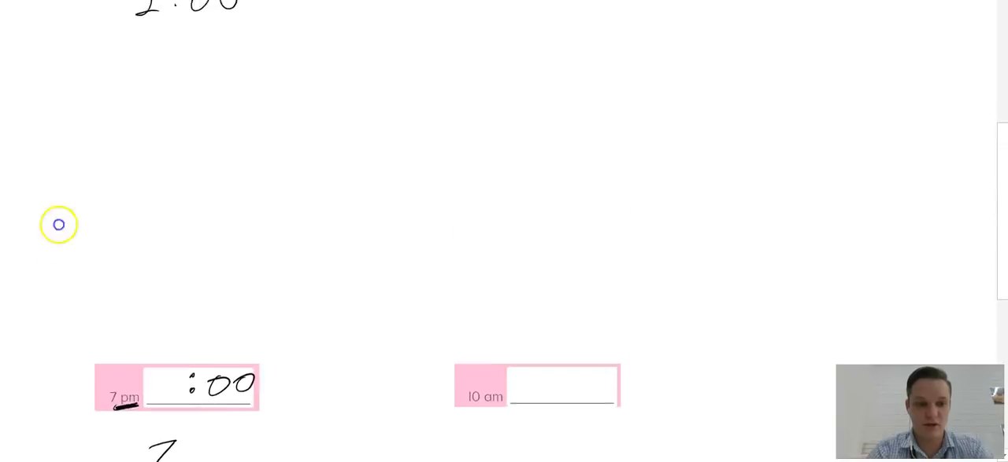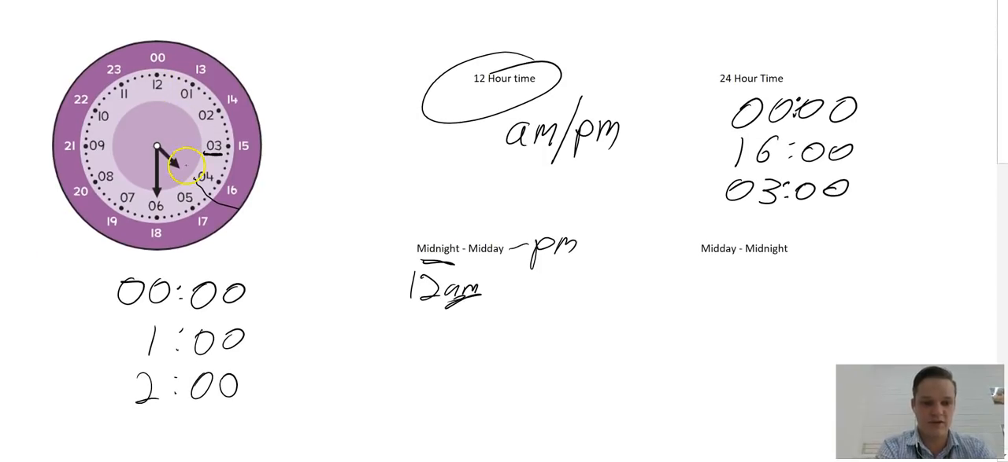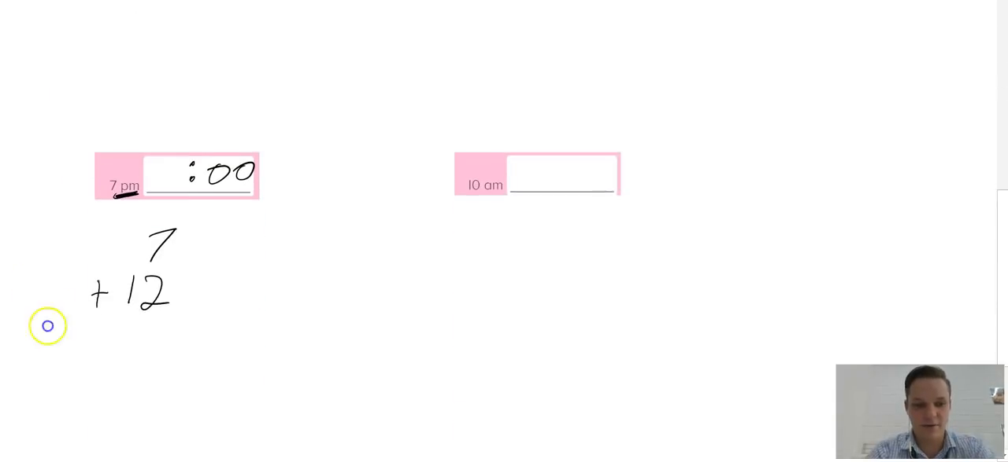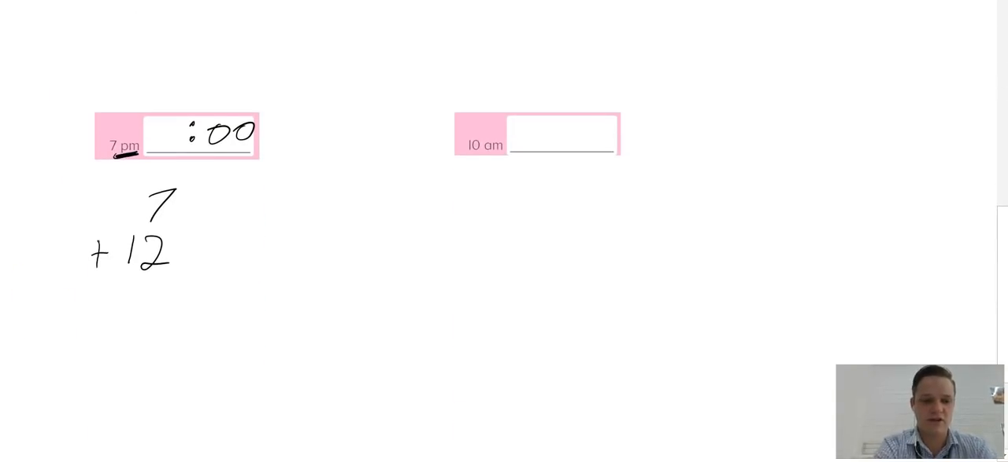So if we go back up to our clock, we know that midday has 12 hours in it, and that's where it changes from AM to PM. So we've used up the whole 12 hours, add them together, 7 and 12 is 19. So it would be 19 o'clock. Pretty straightforward. If you get a PM time, add 12 to it, and you'll get your 24-hour time.